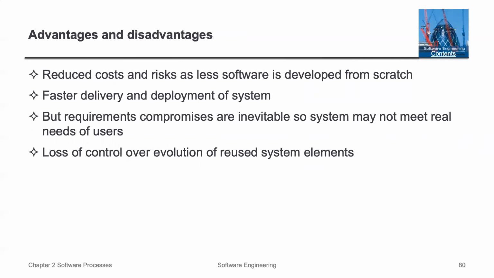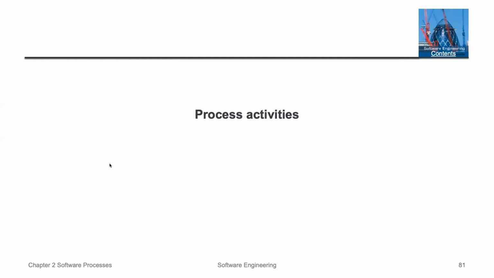So what are the advantages of software reuse and what we've just talked about? So there's reduced cost and risk as less software is developed from scratch. So that's a good thing. There can be faster delivery as you just pull these things together and get the interfaces, the information sharing among those components working properly. But the requirements compromises are inevitable, so systems may not meet real needs of users. And so that's a concern that you're going to have to be careful of. And then there's a loss of control over evolution of reused system elements.